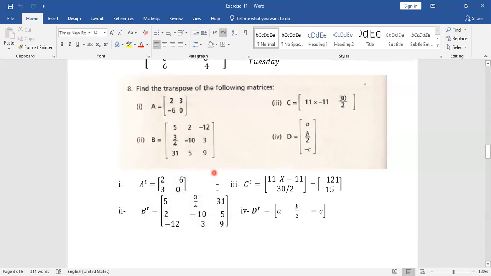31, 5 and 9, 31, 5 and 9. Now see the location, the adjustment. This is the first column, the first row in the form of first column, the second row in the form of second column, and the third row is in the form of third column.